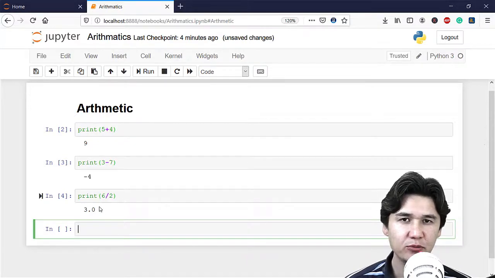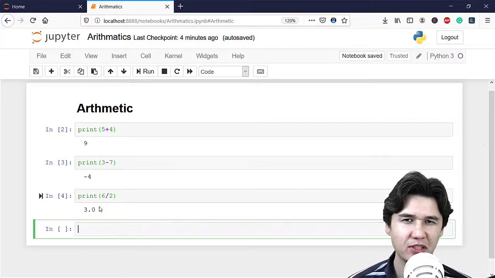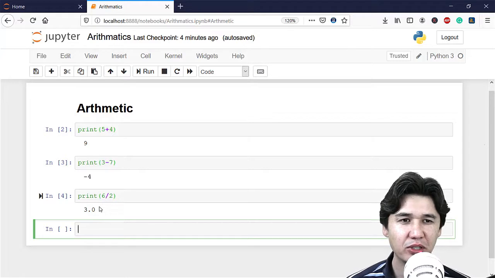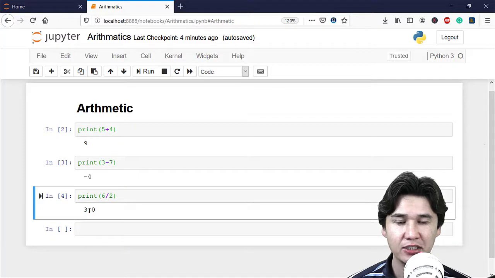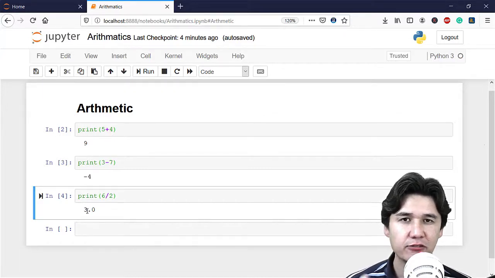And most of the time in the Python language, when you divide different numbers, you will get that number in another data type which is called float. Float means that you are using the decimal point as well. Now it should be 3, but we are getting 3.0. It is called float. When you have a decimal in the number, that is called float in the Python programming language.